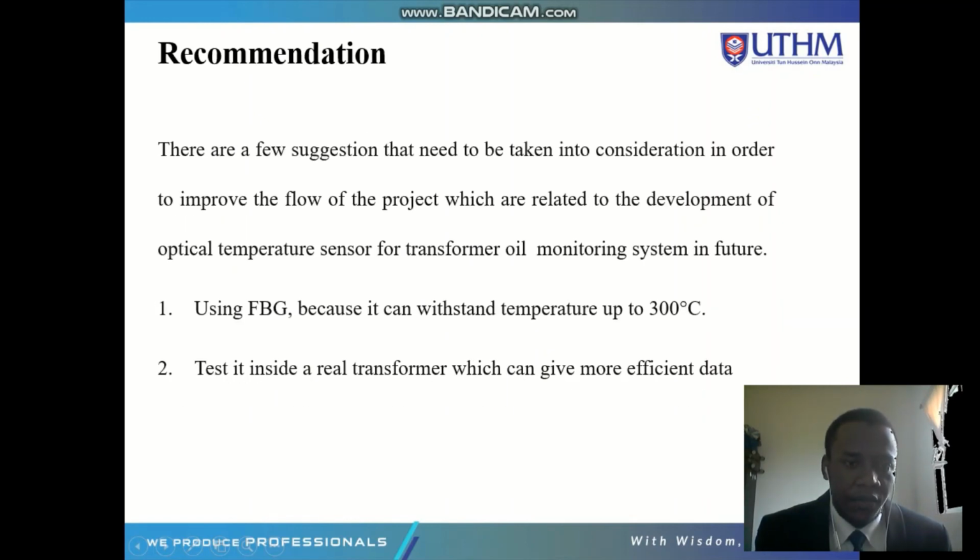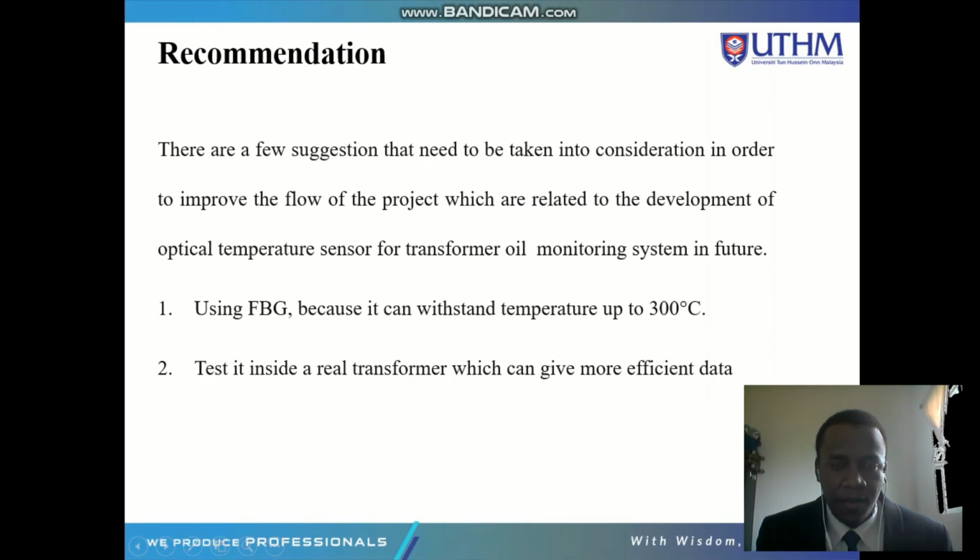So now there are a few recommendations that we would like to suggest for future studies. One of them is, first, maybe a different type of sensor can be used. The POF, as I mentioned earlier, can withstand only a limited temperature range, but the fiber Bragg grating temperature sensor can withstand up to 300 degrees Celsius, which will give us more accurate readings. But the disadvantage of this one is that it cannot be bent, because it's a glass fiber, so it may break.